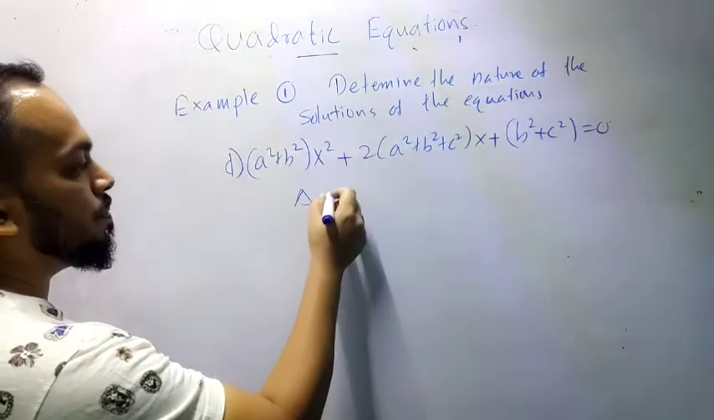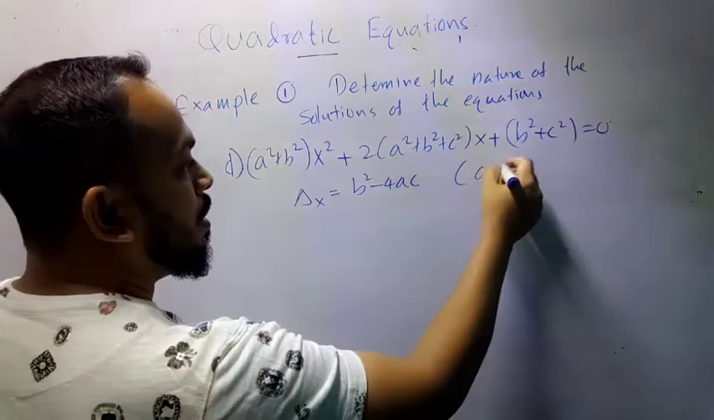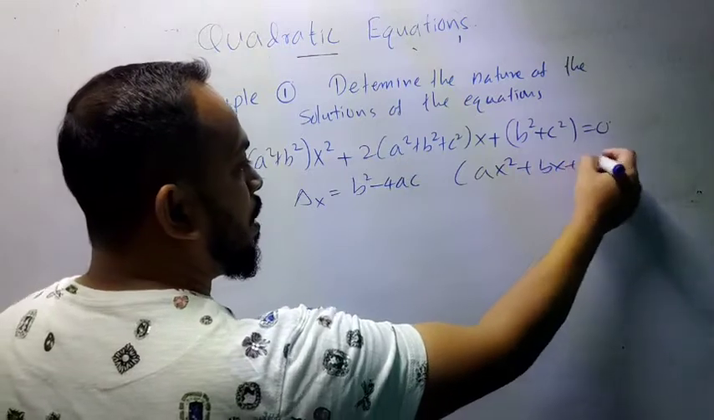Discriminant is b squared minus 4ac for a given quadratic equation of this form.